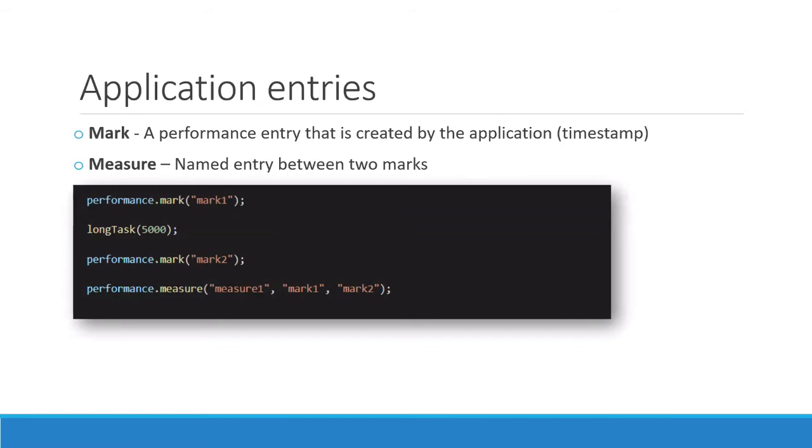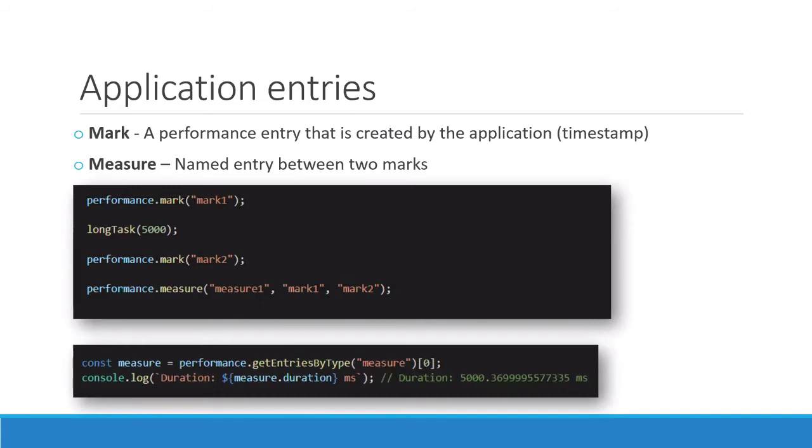Performance.mark, in here, we give it a name, mark1, and then we have a long task. We call a method. And let's say we want to measure how much time this method runs. After the method, we set up another mark, performance.mark. We give a name, mark2. And finally, we define a measure, performance.measure. We give it a name, measure1. And then the 2 marks that we want, mark1 and mark2. With all this, we added the 2 marks and the measure on the performance timeline.